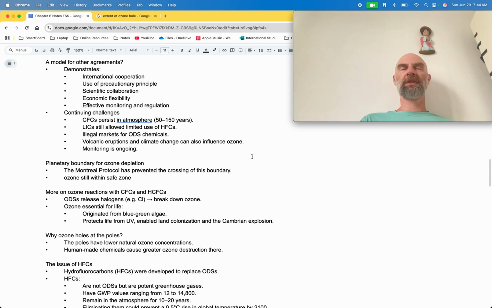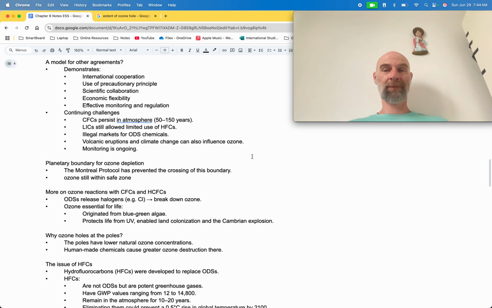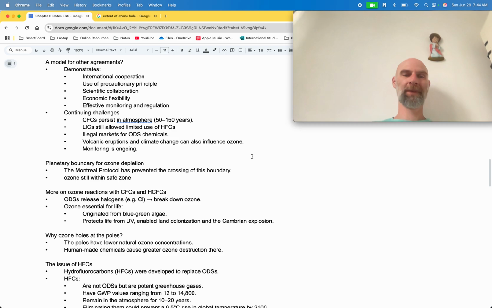Continuing challenges. CFCs persist in the atmosphere for 50 to 150 years. So those CFCs that we were using in 1970, at best, they're just getting out now, and more likely they're going to be around for the rest of your lifetime, even though it was before your lifetime. Low-income countries still are allowed limited use of HCFCs.